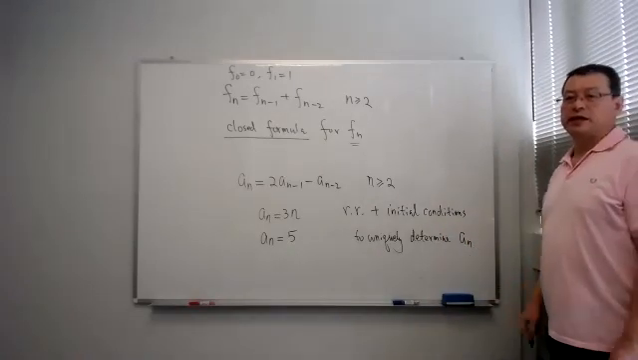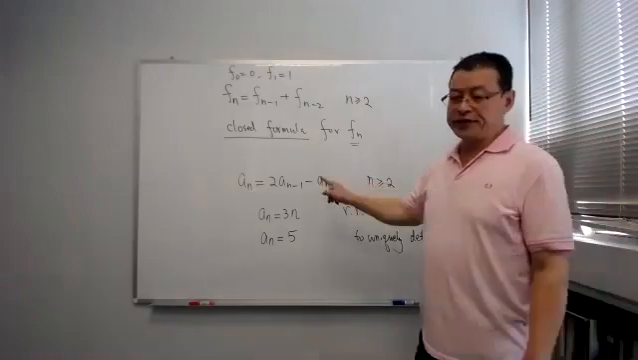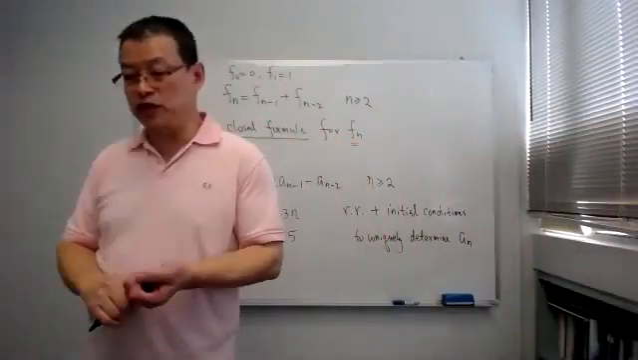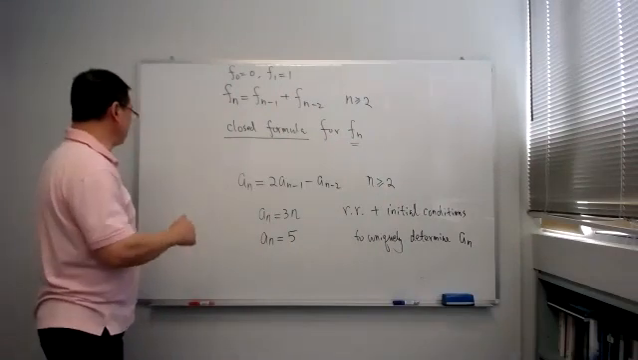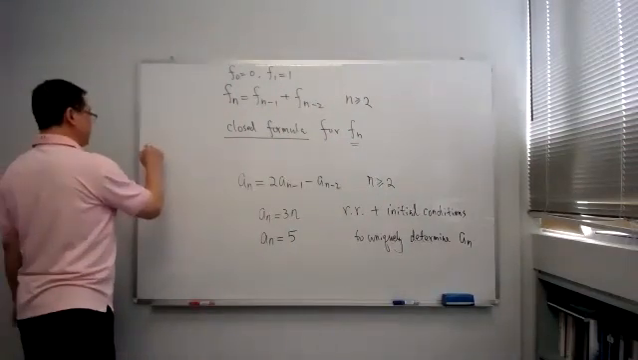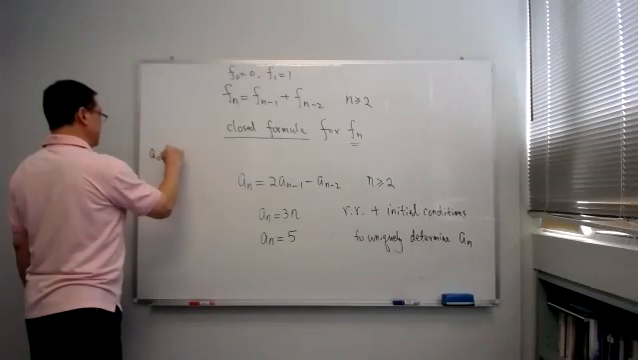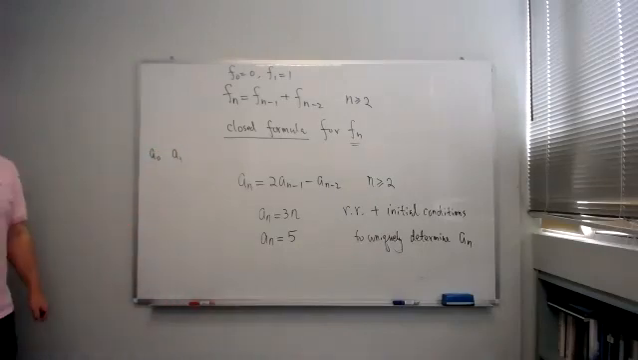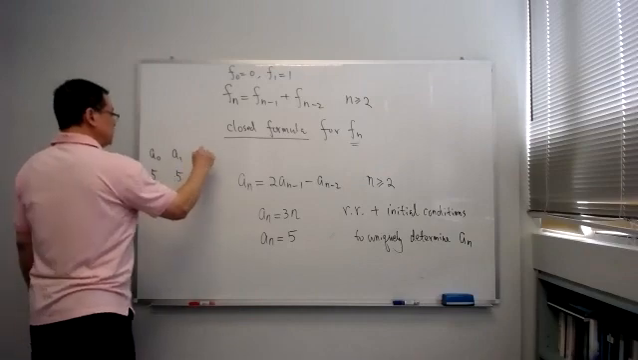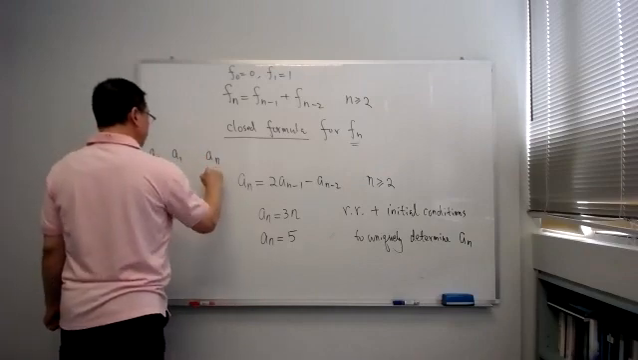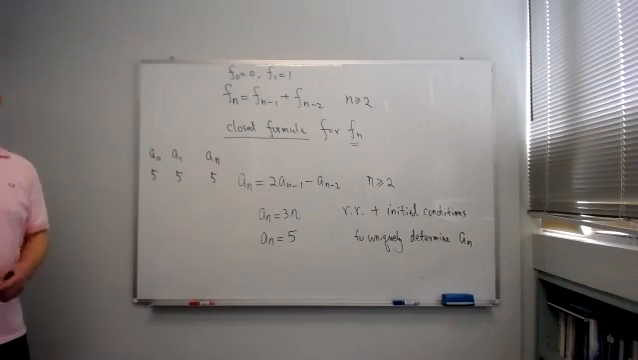A sequence. For example, for this sequence, depending on the initial condition, the result will be different. Suppose I have A0, A1. If both are 5, then the solution will be a_n equals 5. It's always a constant.